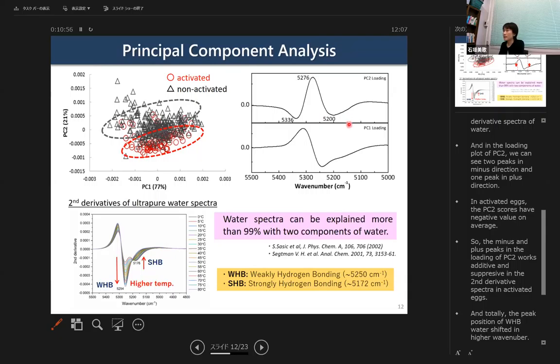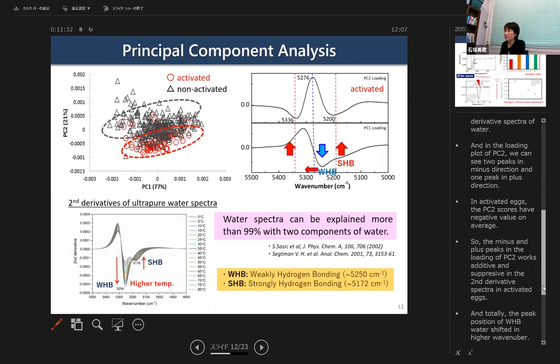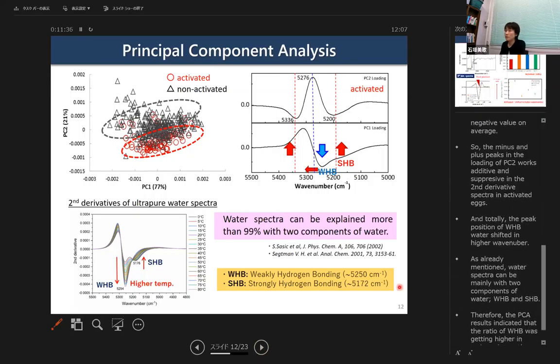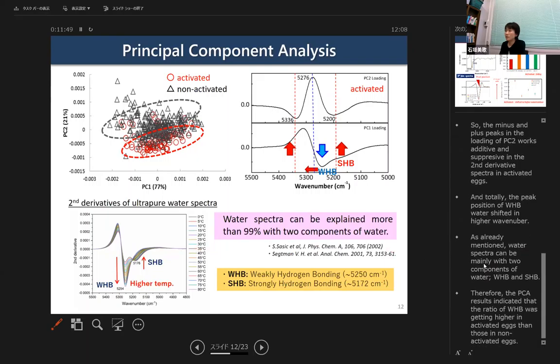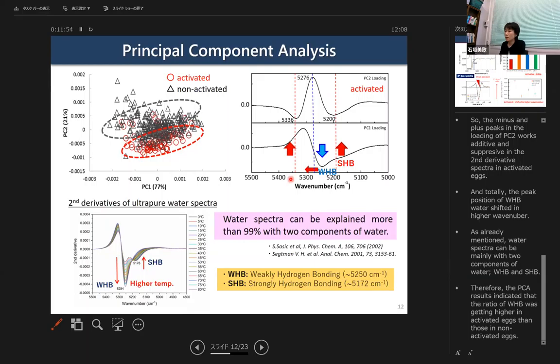So the minus and the plus peak in the loading plot of PC2, this is a scatter plot of PC1 versus PC2. And in activated eggs, the scatter plots of PC2 have negative values on average. So the minus and the plus peak in the loading plot of PC2 work as additive and suppressive in the second derivative spectra in activated eggs. And totally, the peak of weakly hydrogen bonding water shifted to higher wave number. As already mentioned, water spectra can be mainly explained with two components of water, WHB and SHB. Therefore, the PCA results indicate that the ratio of WHB water was getting higher in activated eggs than in non-activated eggs.